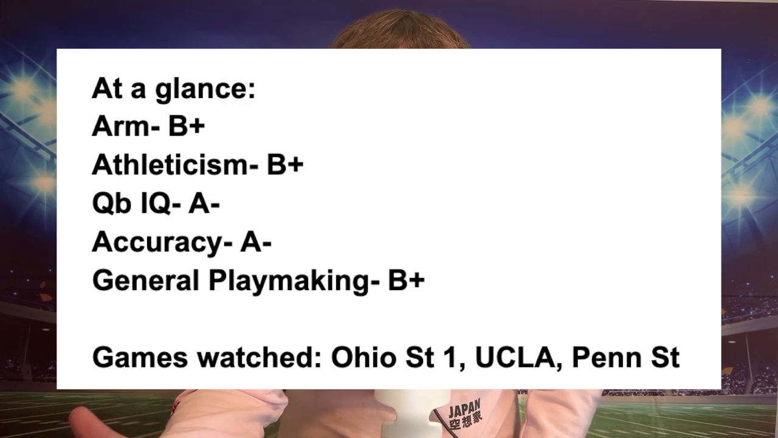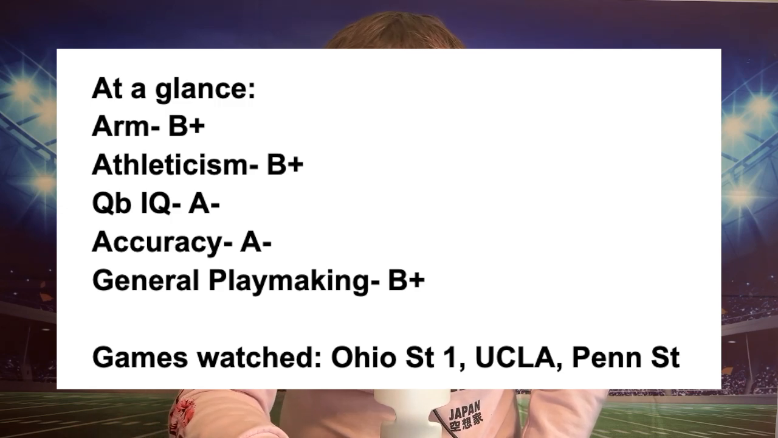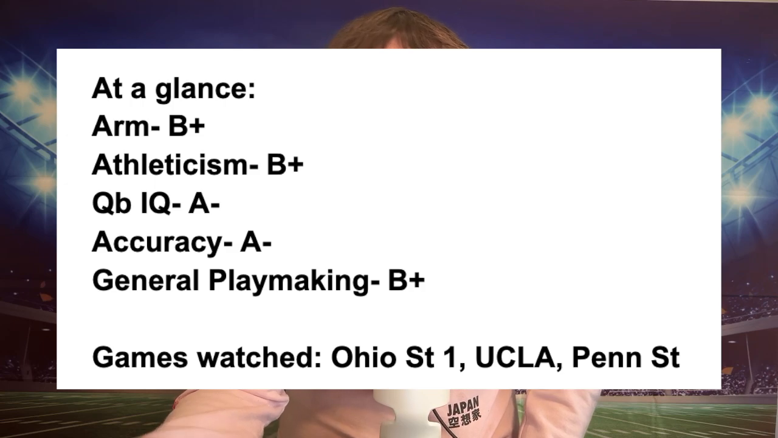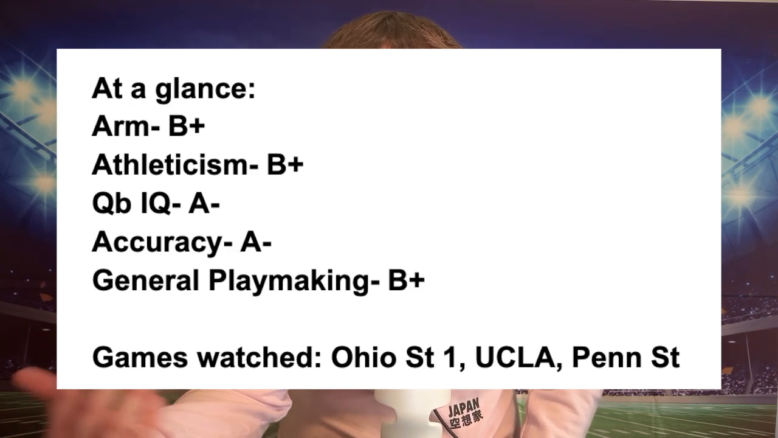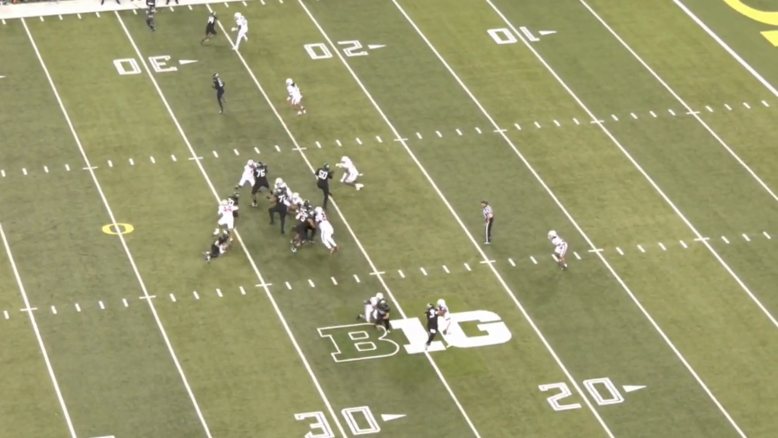The only reason it isn't higher is because Oregon's offense is, you're not asking an incredible amount out of him, but he still showed a lot of really good stuff in that category. Accuracy, an A-. General playmaking, a B+. I watched the first Ohio State game, the second Ohio State game where they got thrashed, the UCLA game, and the Penn State game. And here is everything I had to say about Dillon Gabriel. It's a little bit long.